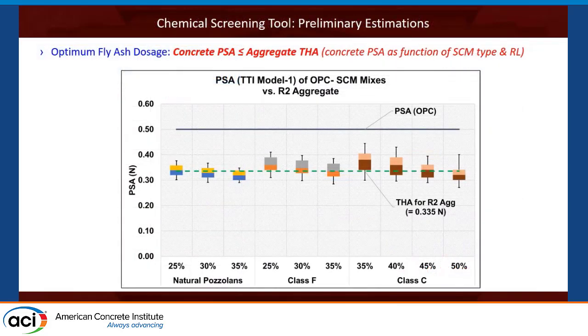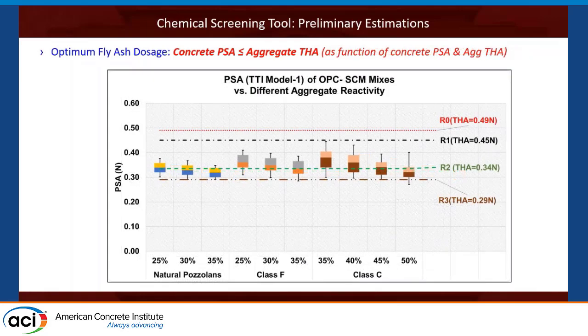So then we applied the screening tool to understand the possible replacement levels, and this is all things put together in one place. The green line estimates the aggregate reactivity. We selected R2 for the test. We can see that approximately 25 to 30% could be a good replacement level. But for a similar aggregate, around 30 to 35% of the Class F ash should be able to mitigate ASR. But once we look at Class C ash, we go all the way up to 40 to 50% to get that effect.